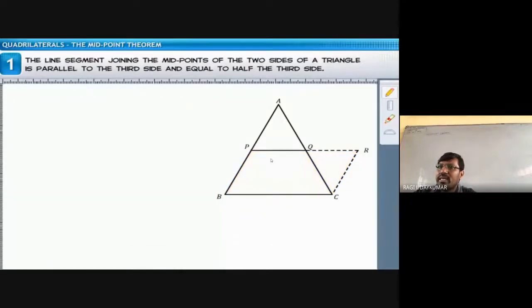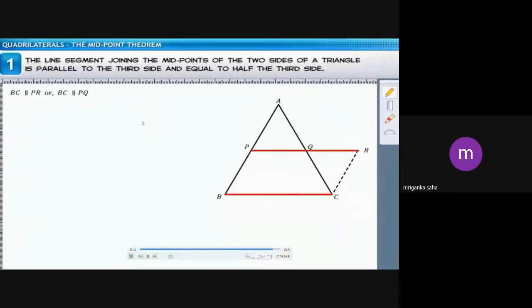So what you can get here from this? Opposite sides are equal and parallel. So we are going to get BC is parallel to PR. That is nothing but BC is parallel to PQ, also you can say BC parallel to PR. That is nothing but BC parallel to PQ. समझ में आया ना? Yes, sir. Okay.